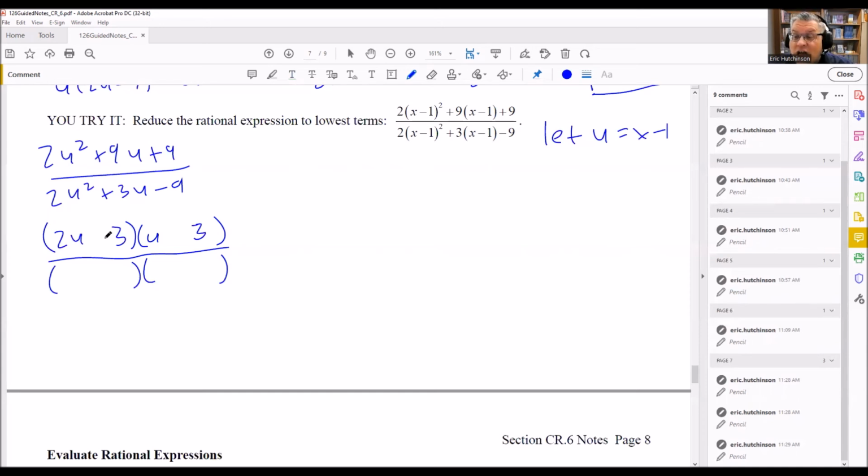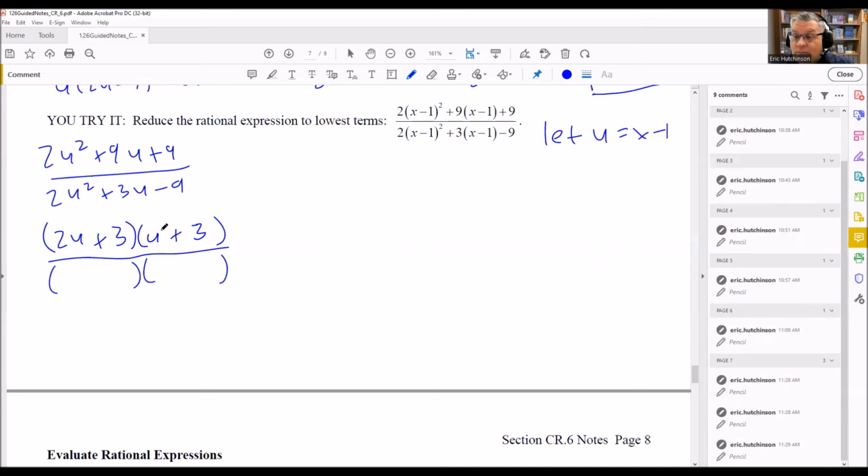Now, we know that the signs here have to all be positive. We want to see if we get a 9 in the middle like we're supposed to. Let's multiply this out and see if we get the 9. 2u times u is 2u squared. Yes, that works. Then we have 2u times 3 is 6u, and then we have plus 3u. So both of these are plus. We will get a 6 and a 3. That does add up to 9. 3 times 3 is 9. So yes, that would be fully factored.